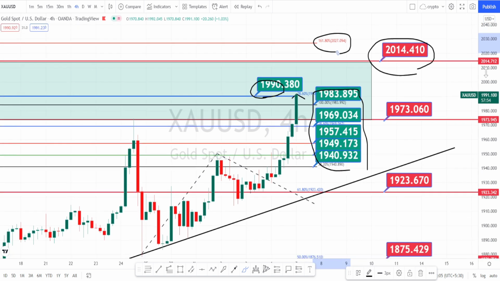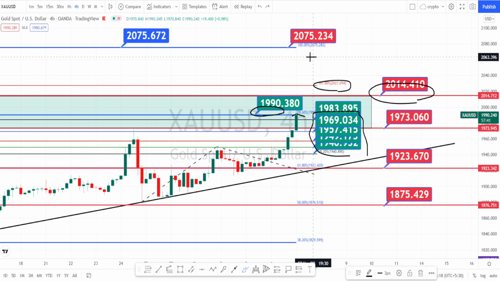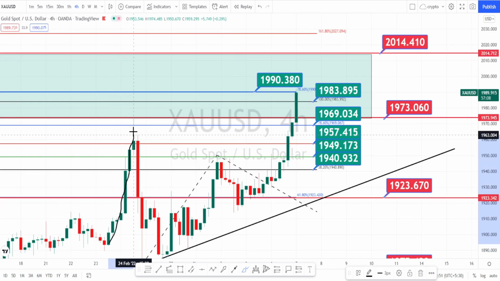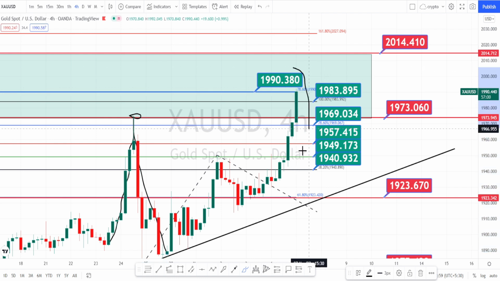And only when it breaks this resistance level, then only can we expect it to go and test the next level of resistance from the higher time frame. When we look at the past price action, we had a very strong bullish trend and a spike happened here, then a retracement happened. So we can expect similar price action to be repeated here also.